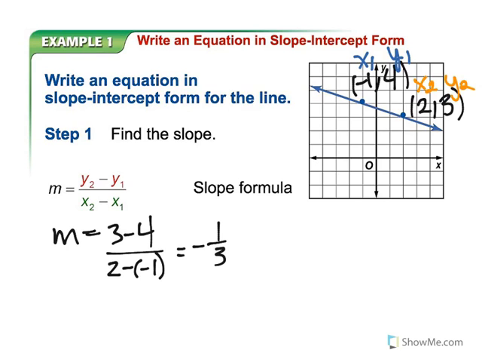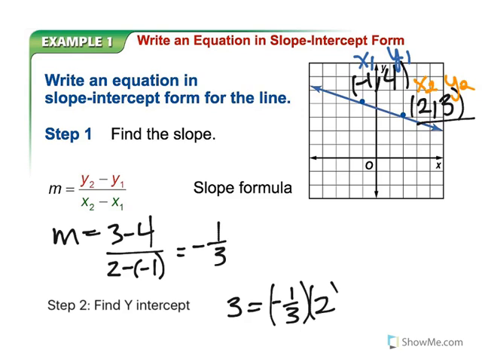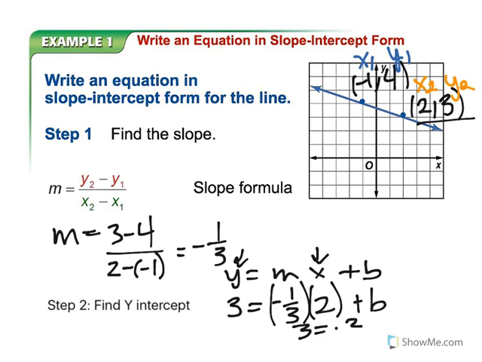Alright, the next step to write it in slope-intercept form, we have to find our y-intercept. And the way you do that is you plug into your y equals mx plus b form. So I'm going to use the point 2, 3. And I'm going to plug in 3 for y equals, we found our slope, which is negative 1/3. Our x value is 2, and then we're left with just b. And what I did there is I just used y equals mx plus b. And I just plugged in one of my points for x and y, so that way I can figure out what b is. We get 3 is equal to negative 2/3 plus b.